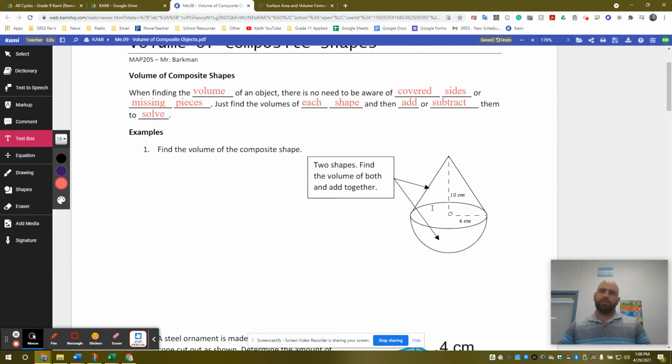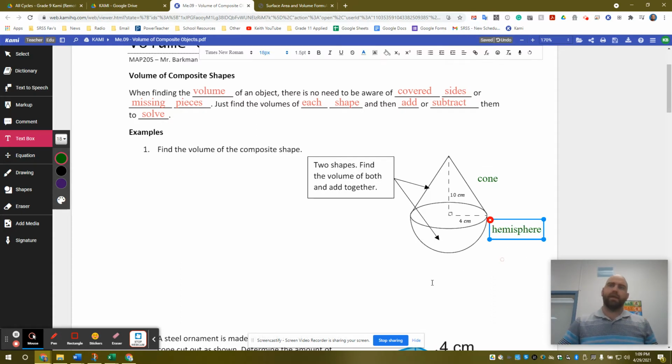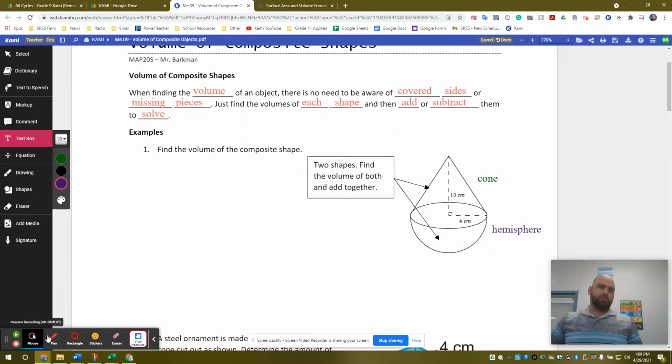So let's take a look at example number 1 here. We have two shapes put together, and we want to find the volume of this composite shape. The shapes that we have are a cone on top and a hemisphere on the bottom. So we have a cone and a hemisphere, and these two shapes have been put together. We can think of it as two shapes combined.